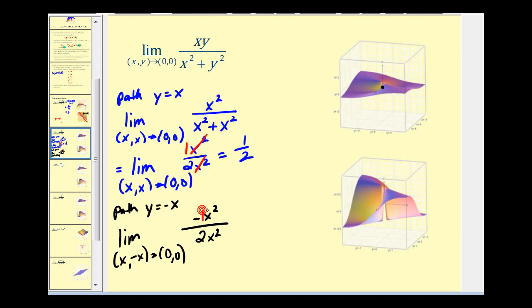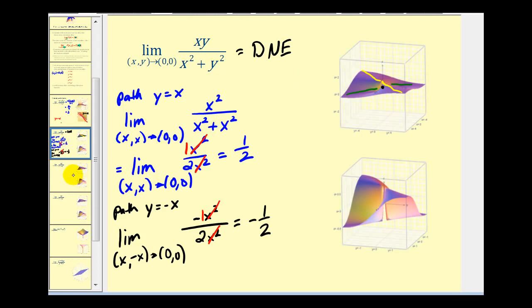And this simplifies just like the last one. The x squared terms simplify out, and now this limit along the path y equals negative x is equal to negative 1/2. Since these two limits are not the same, we can conclude that this limit does not exist. So what we've done here is approached (0, 0) along the line y equals x, and then along the line y equals negative x. You can see the yellow limit was positive 1/2. The green limit was negative 1/2. They're not the same. Therefore, the limit doesn't exist.